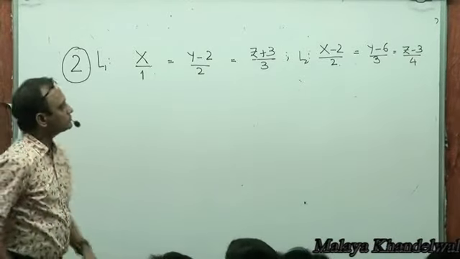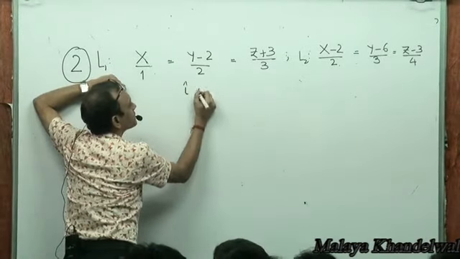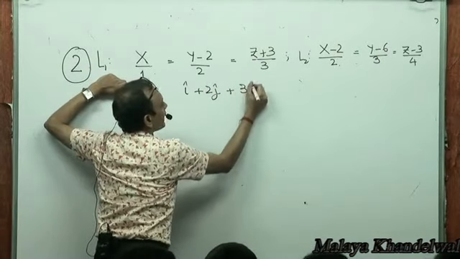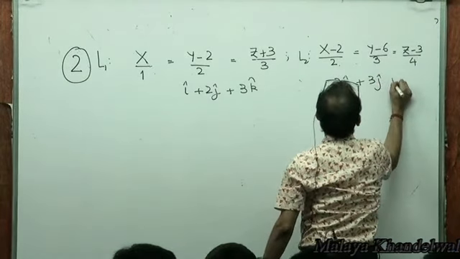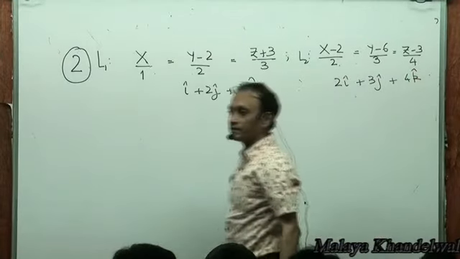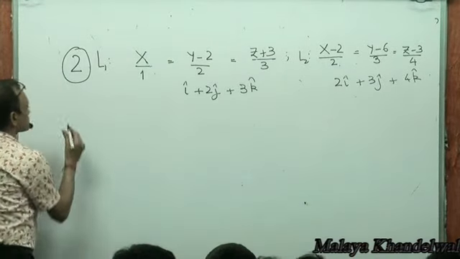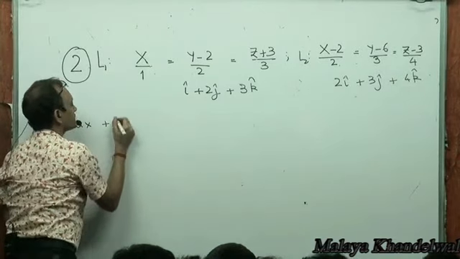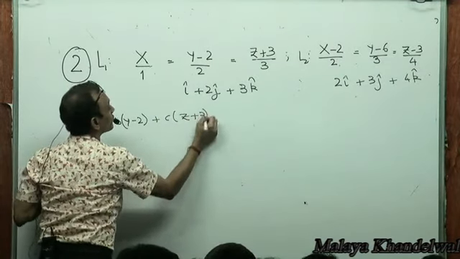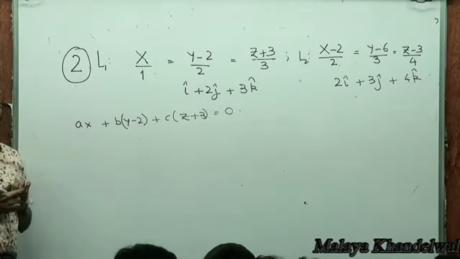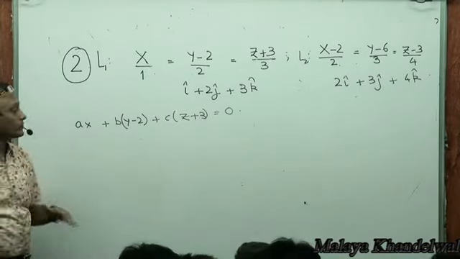Now, see, a vector parallel to this line is what? i cap plus 2j cap plus 3k cap is a vector parallel to this line. A vector parallel to the other line is what? 2i cap plus 3j cap plus 4k cap is a vector parallel to that line, right? The plane could have been written as a(x minus 0) plus b(y minus 2) plus c(z plus 3) equal to 0 would be the equation of the plane, where ai cap plus bj cap plus ck cap is a normal to the plane. Is a normal to the plane, yes or no? Do you understand this?